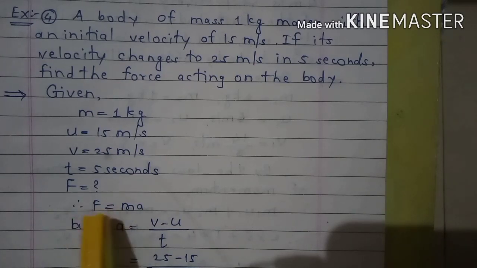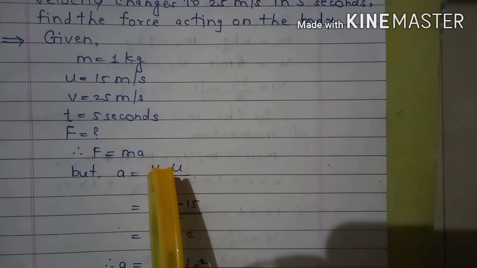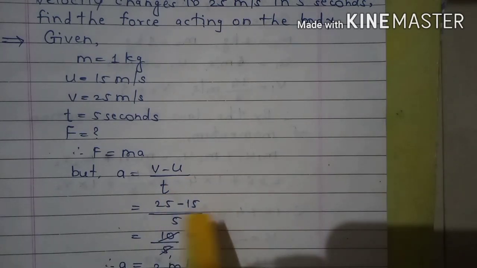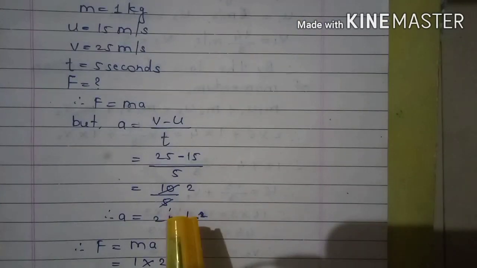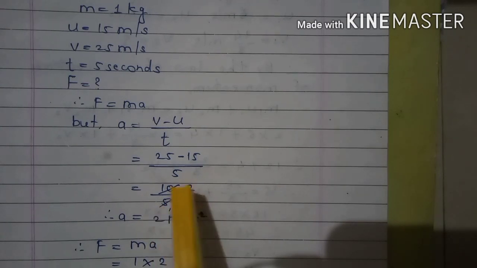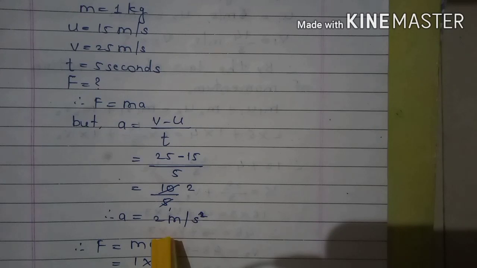But we know force is equal to mass into acceleration, that is F is equal to m into A. But we know acceleration is equal to final velocity minus initial velocity upon time. Now we will put the values, final velocity, initial velocity and then time. 25 minus 15 upon 5, it will be 10 upon 5. So 5 ones are 5, 5 twos are 10. So therefore acceleration A is equal to 2 meter per second square.